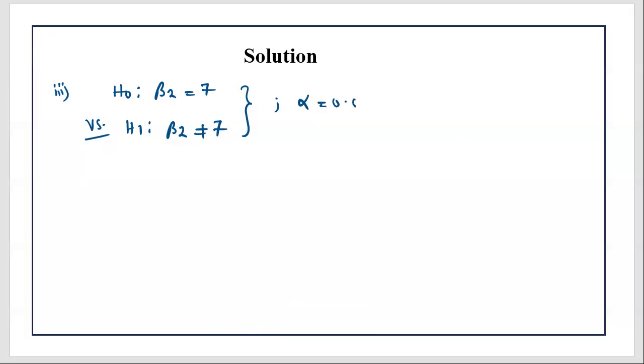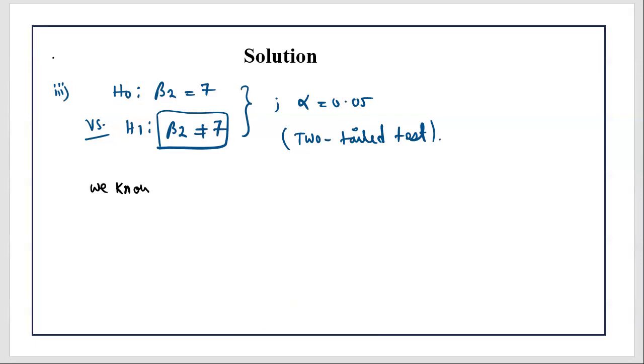So alpha is 0.05 and it is a two-tailed test. Since the alternative is like this, you will have two rejection regions. It is a two-tailed test, right? So the first thing that we want to know in our problem is what will be the appropriate test statistic. For that, we need to know the distribution of beta 2 cap.